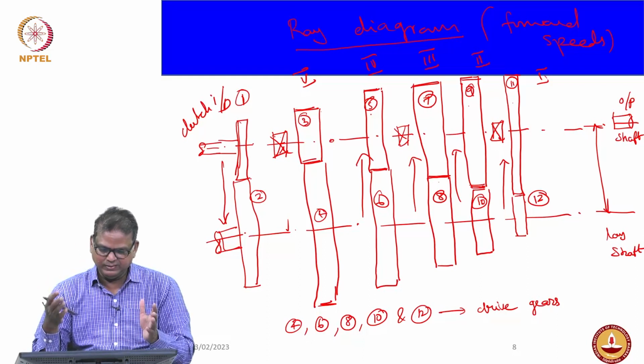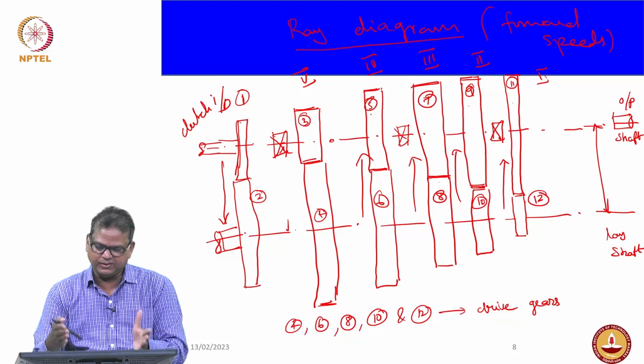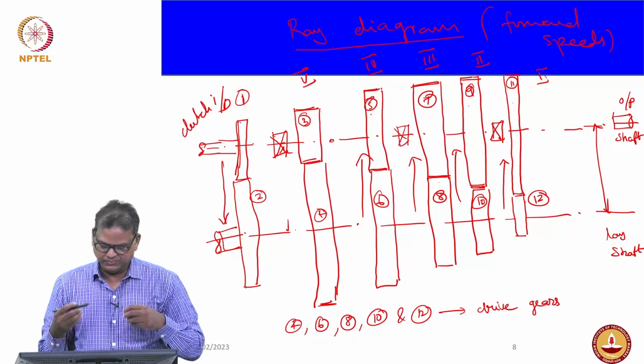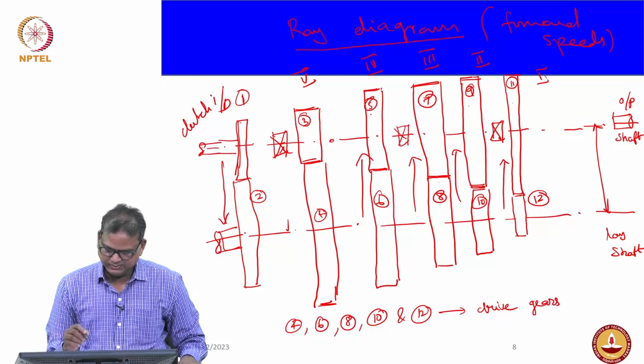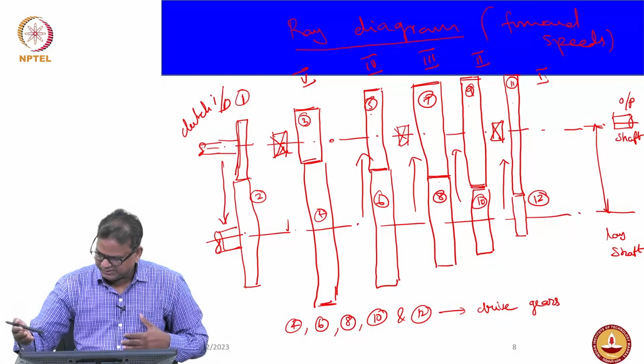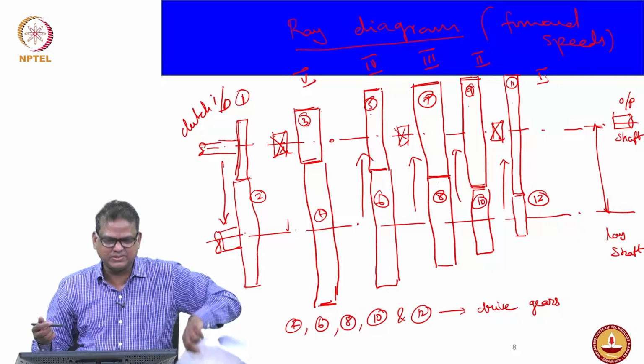Okay, and this is the ray diagram for the Maruti Dzire gearbox. I think this is represented as a gear type. There is one more way you can represent it, as a line diagram.